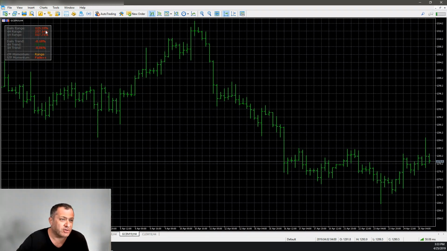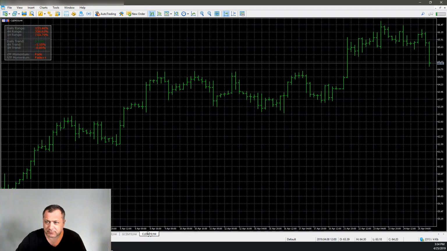So a 4-hour range here is 257%. If you're trading shorter time frames, obviously at this point it's double, and it may potentially increase from here or not. But that's already a guess, and we don't want to guess. So okay, and the next one, the crude.